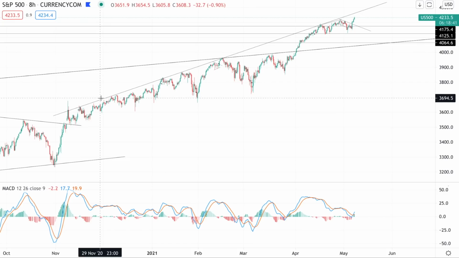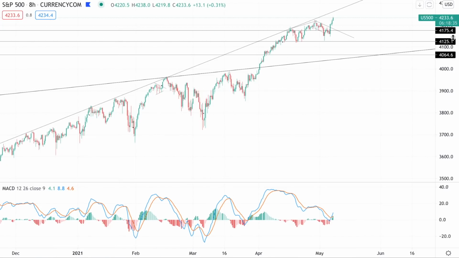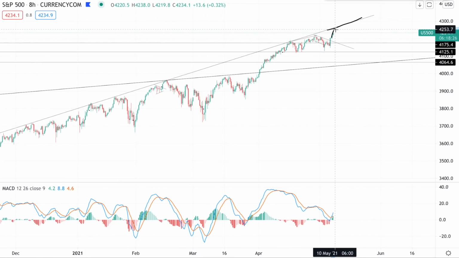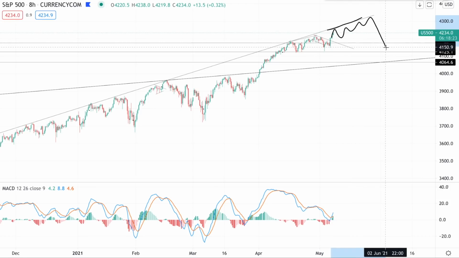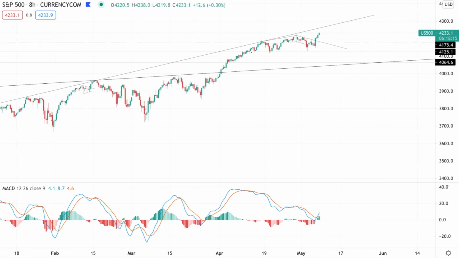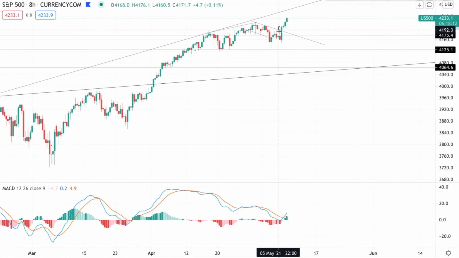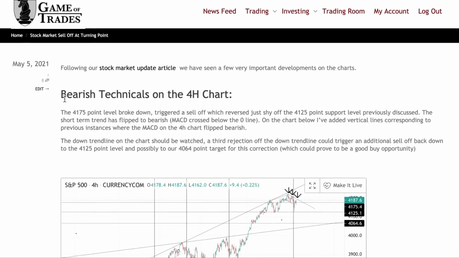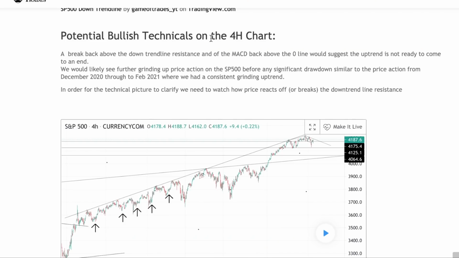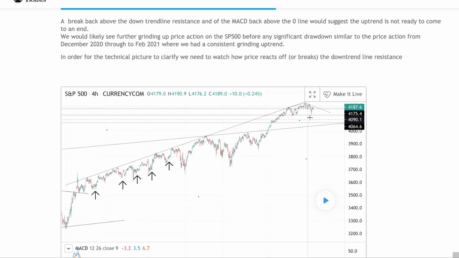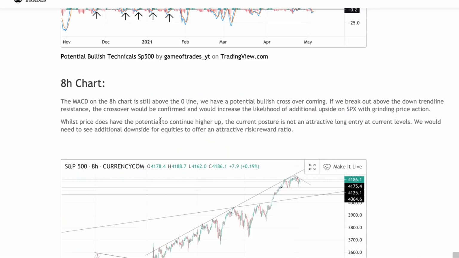Now, so we think we could potentially get this type of price action where price just hovers just below that line of resistance here with marginal new highs until you eventually get a steeper correction. Now, if you want, you can trade these moves, right? We were watching that downtrend line. We got a nice impulsive candle through that downtrend line that we actually posted about on gameoftrades.net yesterday with potential bullish technicals right here. You can see that downtrend line, and we highlighted a potential crossover that would increase the likelihood of upside on the SP 500.